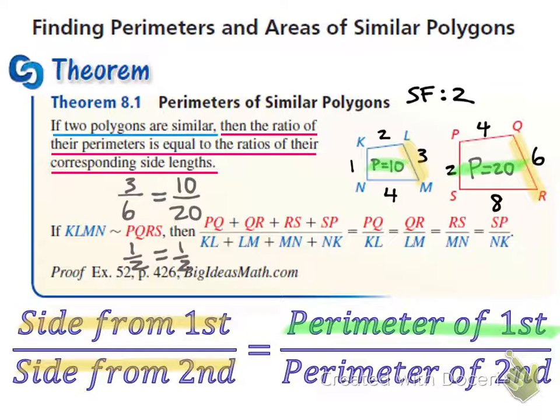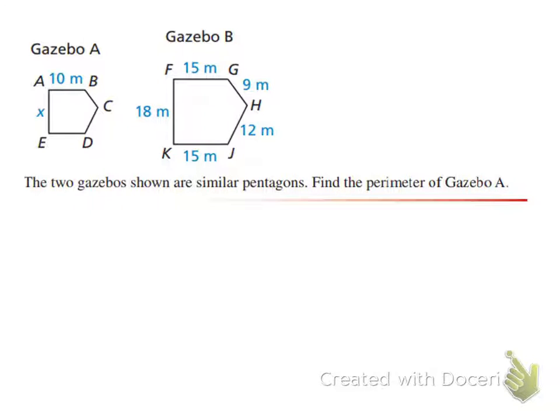Some people don't like to learn the formula, but we use this formula for area and for volume. So there's not a way to do it in your head for area or volume other than to use the formula. So I would learn it now just so you know it later. So that's just me. But we're going to use it here with this gazebo question. These two gazebos shown are similar pentagons. Find the perimeter of gazebo A.